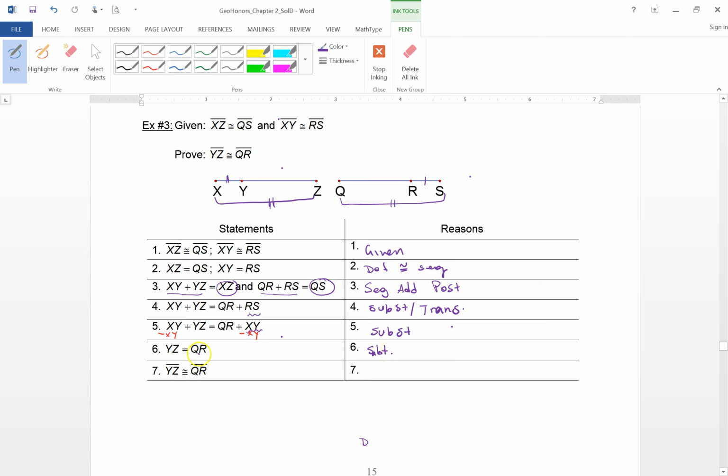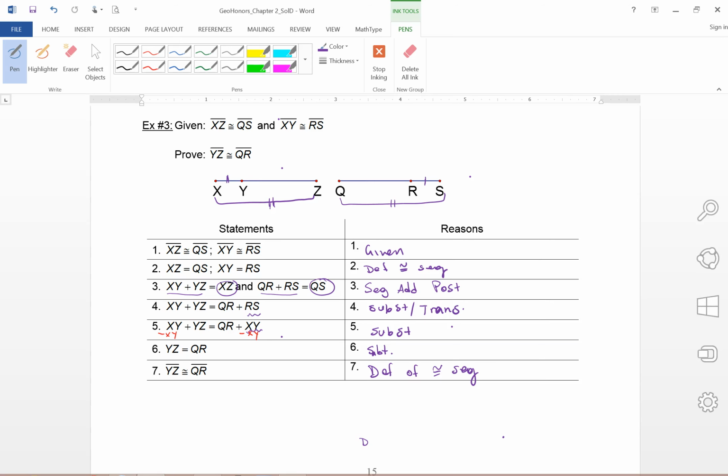Now that I've established that YZ is equal to QR, I can also say that they're congruent to each other, and that'll be the definition of congruent segments again. Making lots of sense? All right.